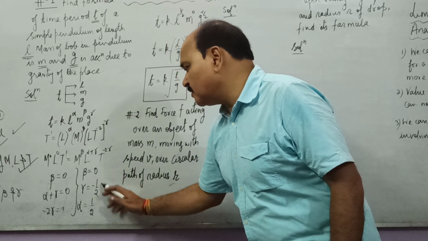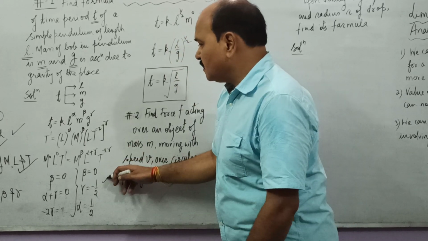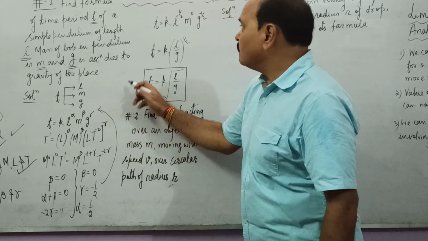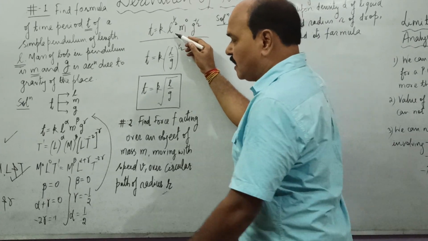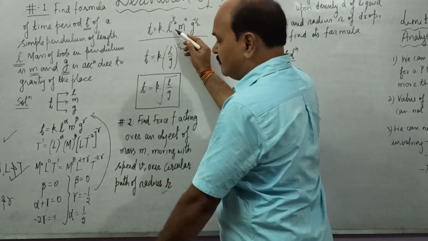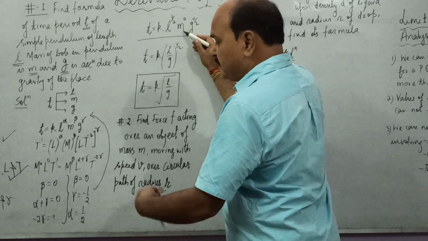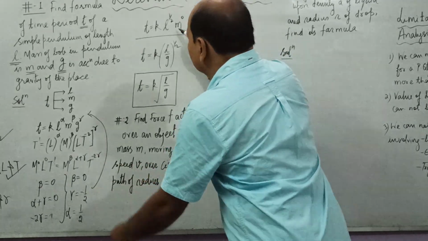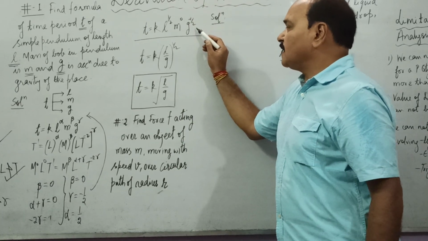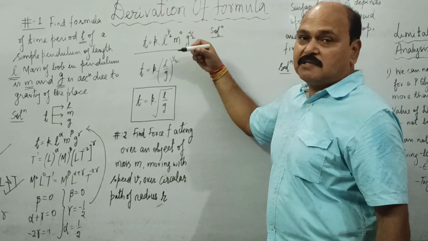And if we substitute all these values in this formula, what do we get? We get T is equal to L to the power alpha. And what is alpha? Alpha is half. And then M to the power beta. Beta is what? 0. And then G to the power what? Gamma. And gamma is what? Minus half. So M to the power 0 means 1, and it is eliminated.